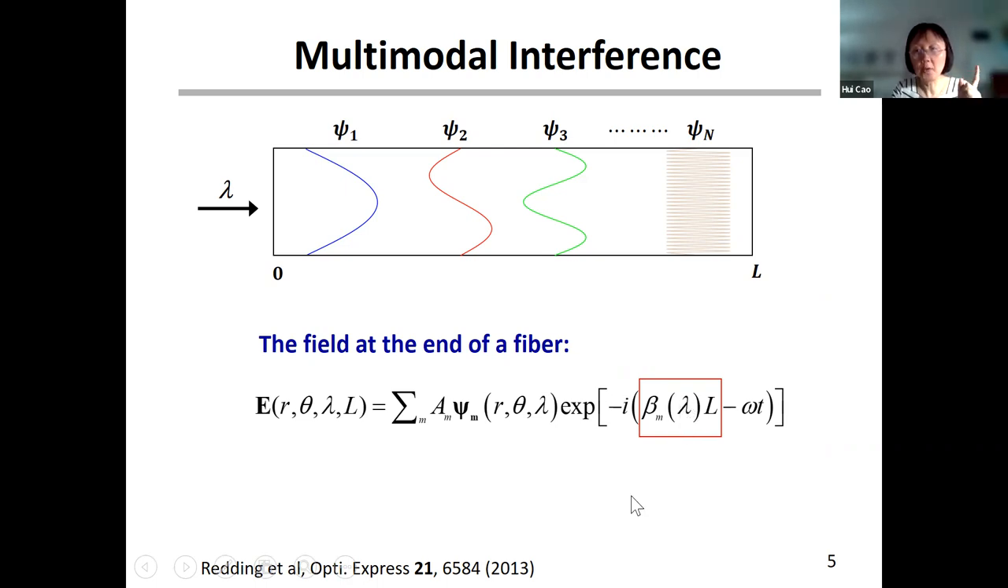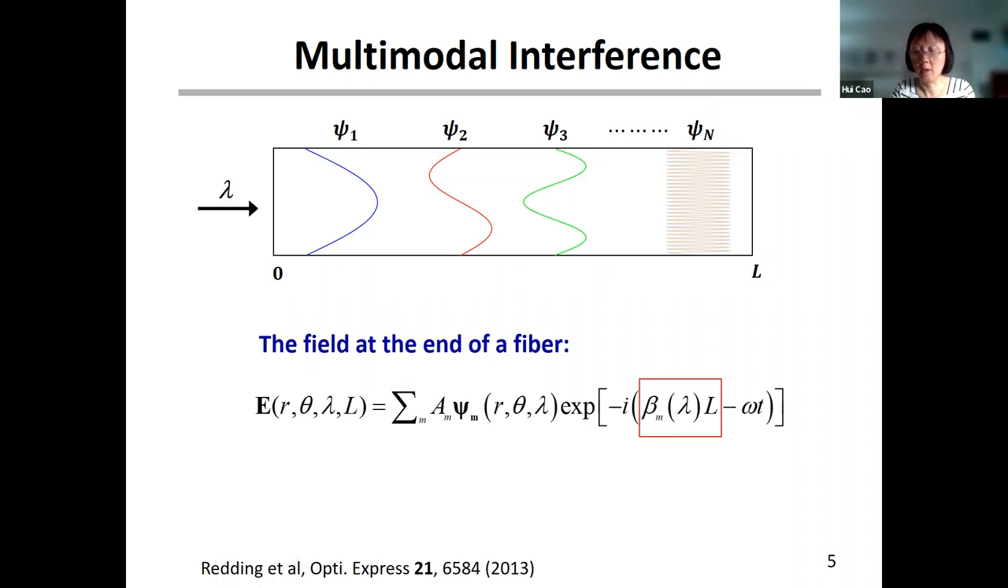So now let's see what happens if we scan the frequency. If we change the frequency a little bit, of course the propagation constant will change, but only a little bit. But the phase change is multiplied by the length of the fiber, and the fiber length can be very long. So that means we can cause a significant change of the phase for a small change of the wavelength.